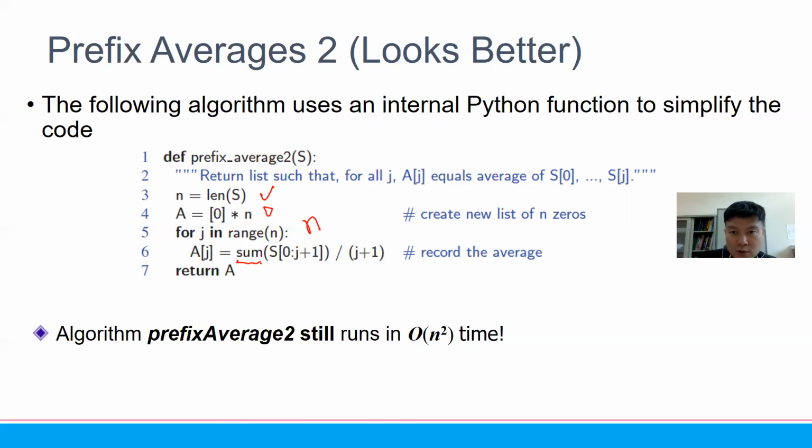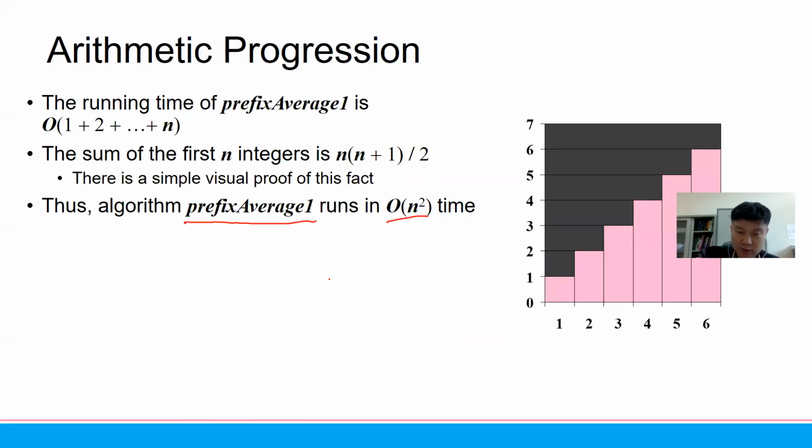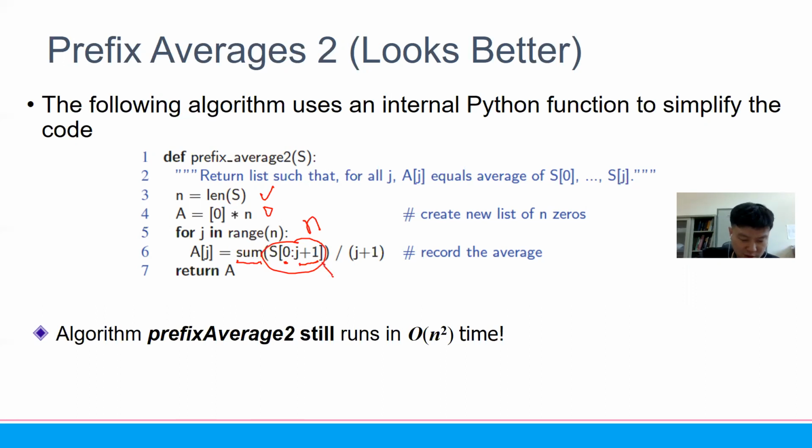In the for loop or the iteration, you will start the iteration from zero, and you will do all the operation until j plus one. So you want to do the operation from zero until j plus one, and in the worst case j plus one will be the same as n. So I can say that the summation here will take about n times. So we have n and n, so the prefix average still has n power of 2.